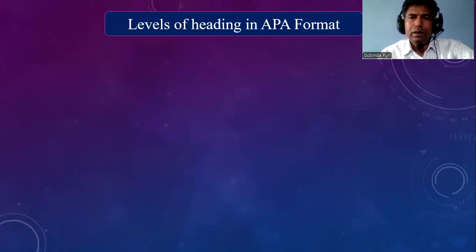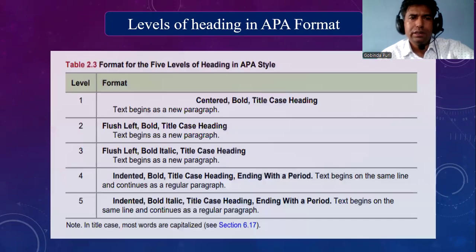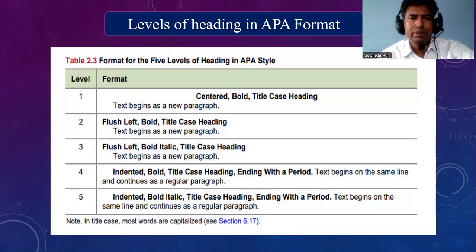So in APA 7th, we do not give numbers in the headings of our documents. Instead, we format them according to the levels of headings. APA 7th has given 5 levels of headings. The first heading is always at the center. It is bold and given in title case. The text begins as a new paragraph after that.